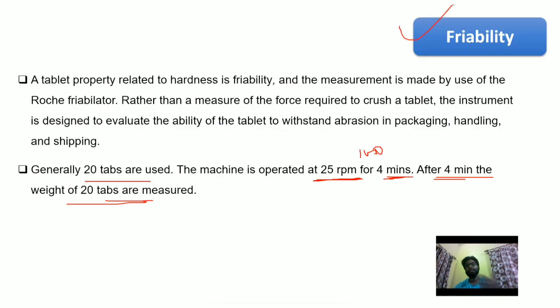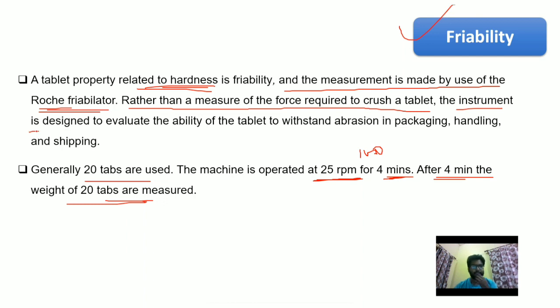What is the importance of the friability test? The friability test is also related to hardness, and the measurement is made by use of the Roche friabilator. This is the machine by which the friability test is done. Rather than a measure of the force required to crush the tablet, the instrument is designed to evaluate the ability of the tablet to withstand abrasion during packaging, handling, or shipping. This is the main motto of the friability test.